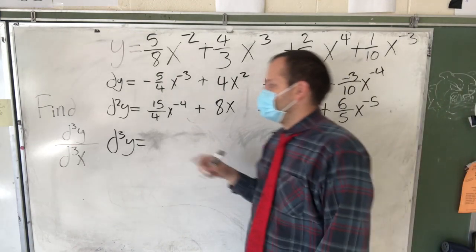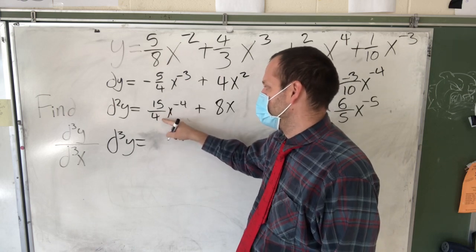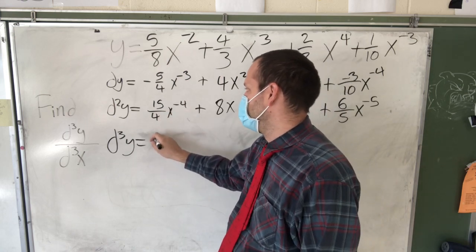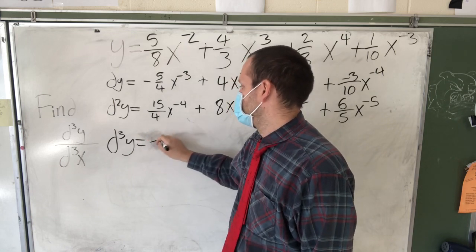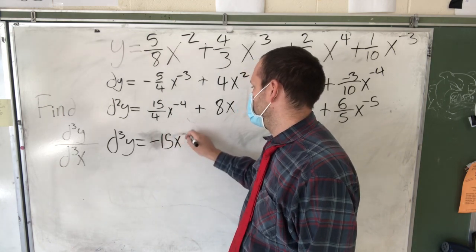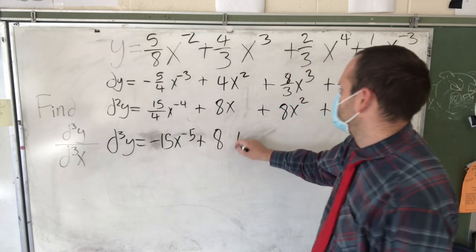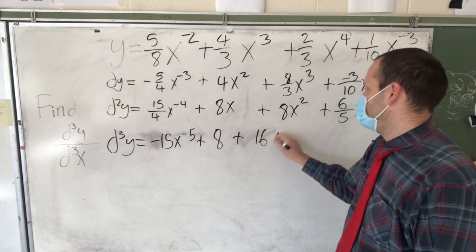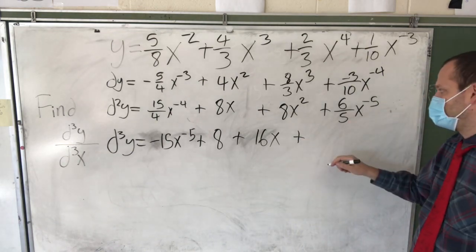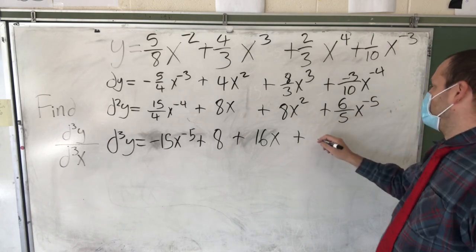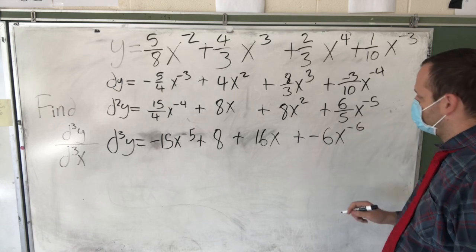Okay? Last derivative, here we go. Negative 4 times 4, well 1 over 4, 15 over 4. The 4's cancel out. That gives me negative 15 x to the negative 5th power plus 8 plus 16x plus 5 times 5, it's going to cancel out that 5. Well, 5 times 1 over 5. That's going to give me negative 6 x to the negative 6th power. Okay?